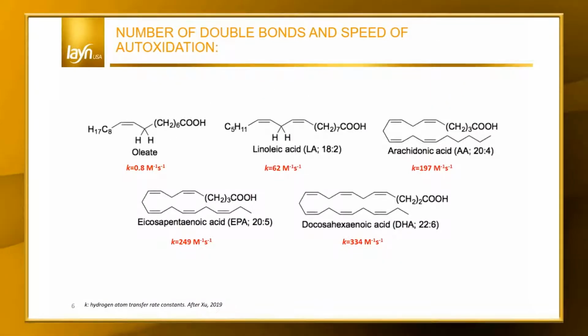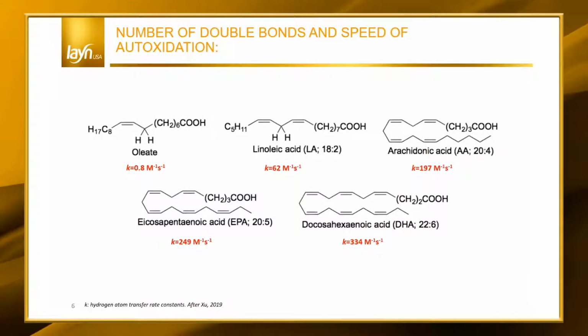A way to define the speed at which oxidation progresses depending on the double bonds contained in fatty acids can be seen in this slide. We express here K, which is the hydrogen atom transfer rate constant. For oleate, oleic acid, with just one double bond, K is equal to 0.8 molecules per second. For linoleic acid, it is 62. And for DHA it is a whopping 334. It is 334 times faster than oleic acid.